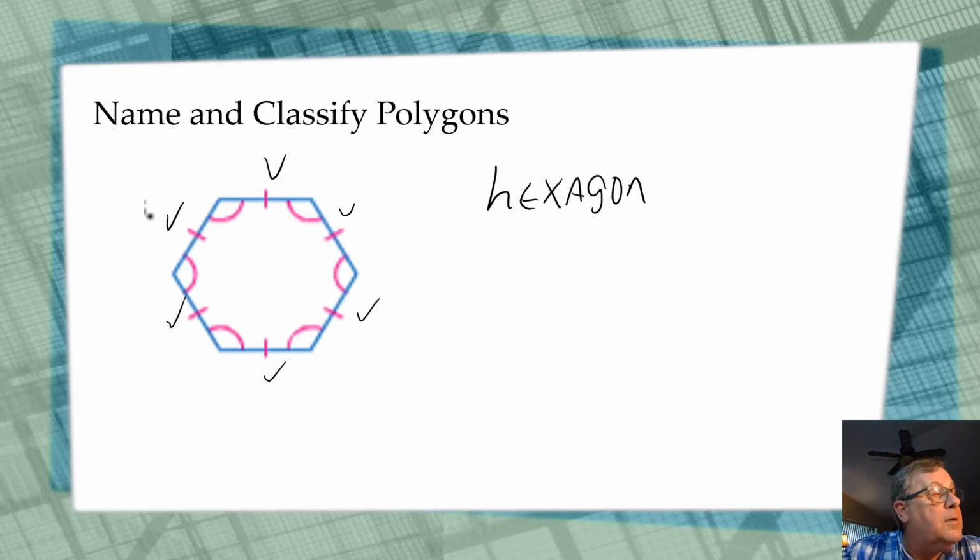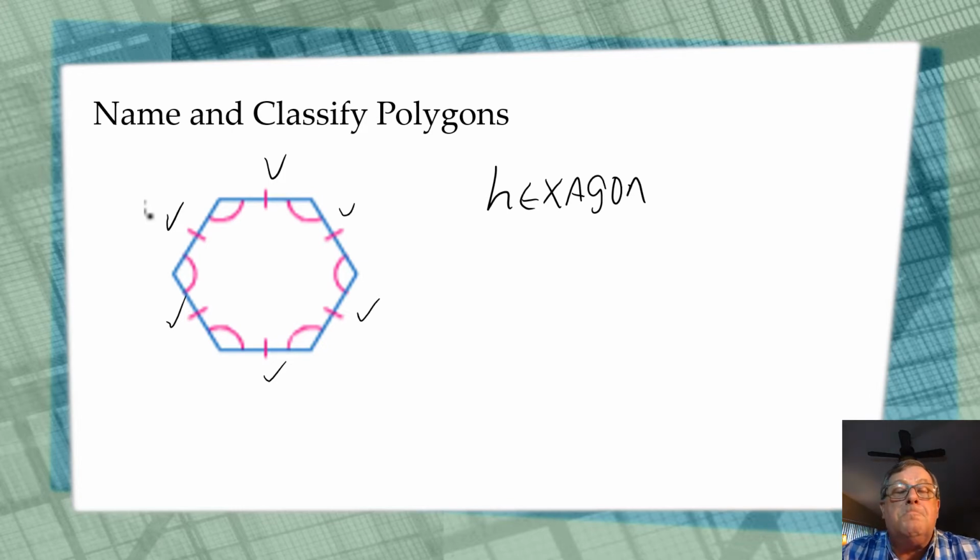Hexagon, six-sided. Triangles, 3 sides. Quadrilaterals, 4. Pentagon is 5. Hexagon is 6. Heptagon is 7. Octagon is 8. Nonagon is 9. Decagon is 10. Hendecagon is 11. Dodecagon is 12. Okay, just to give you a few examples.